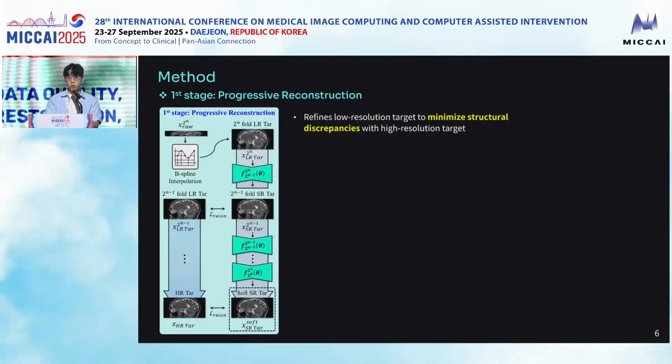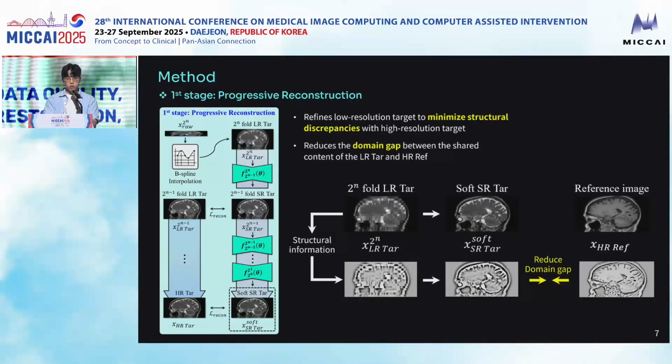So now let me introduce our model, Tesla. It's a two-stage pipeline. The first stage is progressive reconstruction. The low-res target is progressively refined to minimize structural discrepancies with the high-res target. And by doing this, we can reduce the domain gap between the shared anatomical contents of the low-res target and the high-res reference. This alignment builds a much stronger foundation for the next stage, where we can finally leverage multi-contrast information in a more effective way.